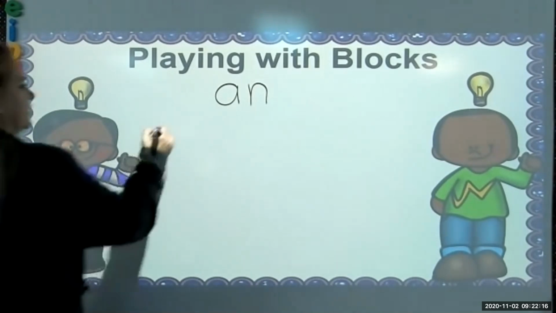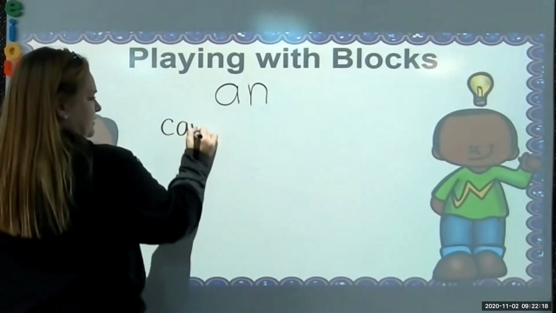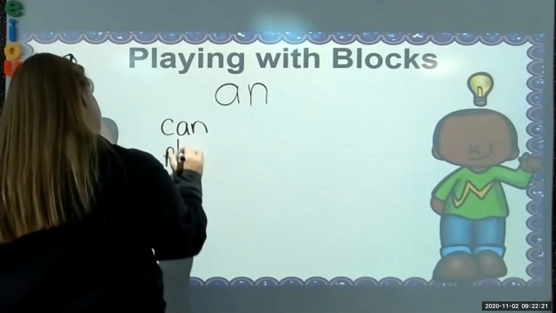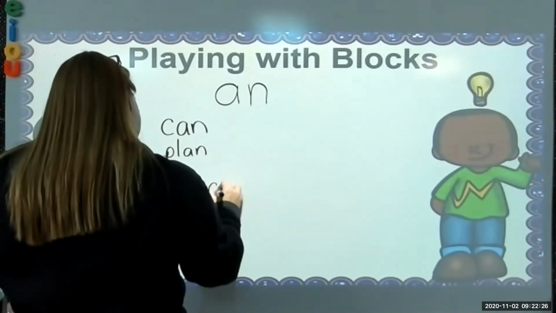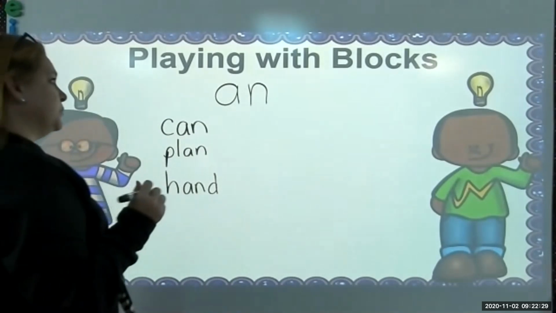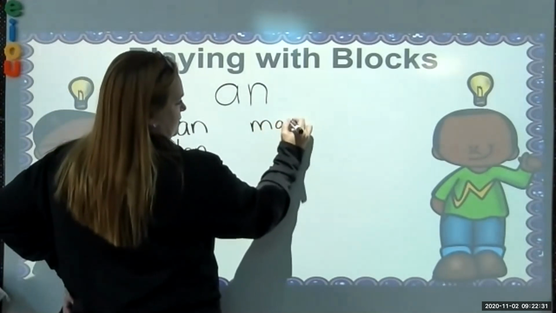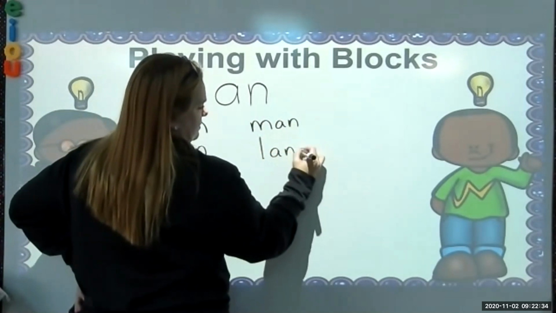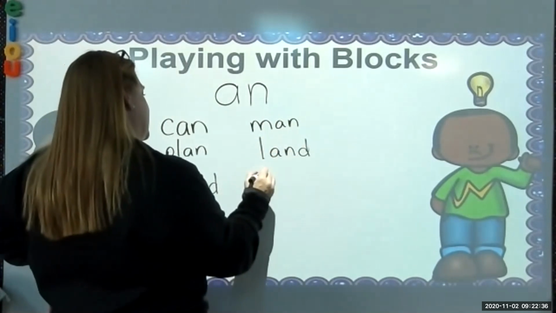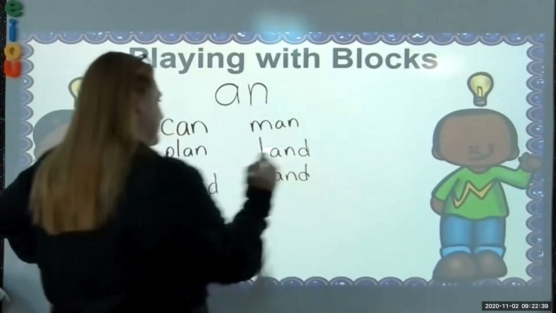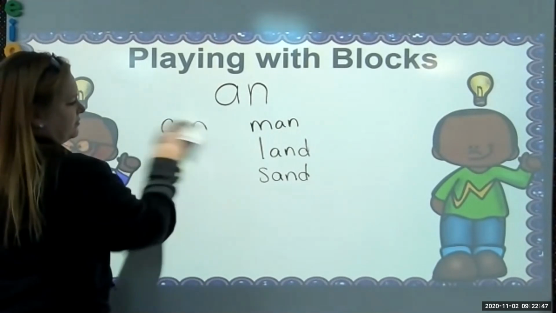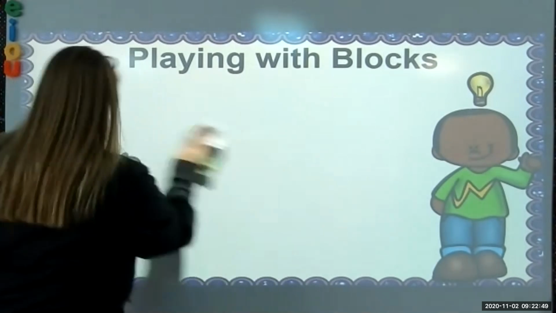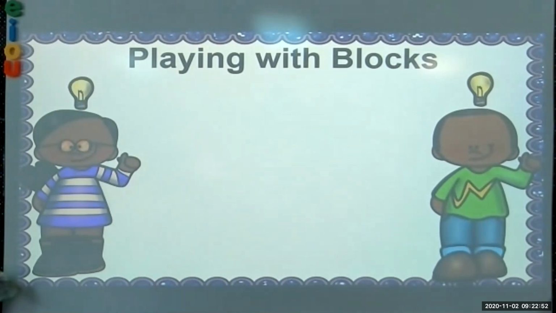How about the word can or plan or hand or man or land or sand? Good. Can you guys think of any other words that have an in it? Good job, guys.